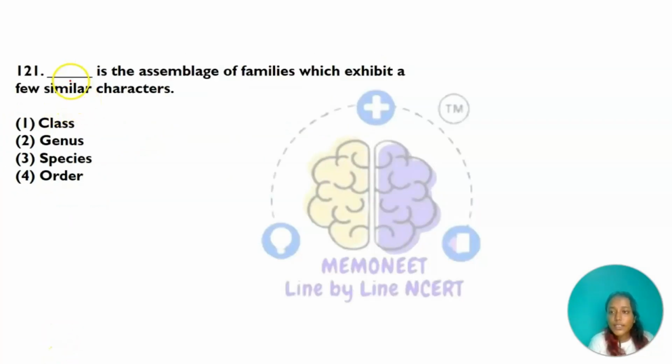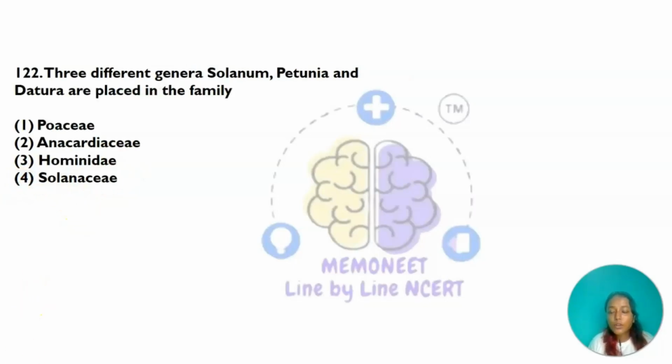So this question states that dash is the assemblage of the families which exhibit fewer similar characteristics. So assemblage of families will make up the order, which will have fewer similar characteristics, whereas class will have even fewer, but it is not the assemblage of families. And genus and species are very specific and they will have maximum similar characteristics. So the correct answer to this question is option 4. Let's move on to the next one.